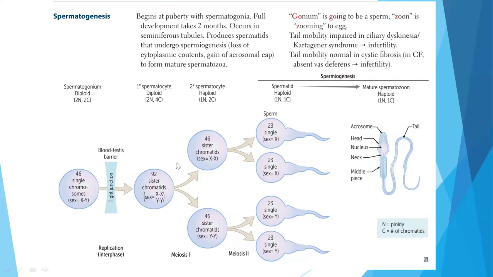And again, there is the secondary spermatocyte, which is haploid. So it has 1N and 2C, okay? Now, there is meiosis occurring here. And when the meiosis is complete, there will be 1N and 1C, okay? Now, this completed meiosis will lead you to spermatid formation. And when the spermatid undergoes morphological changes, acquiring the middle piece, the tail, and the acrosomal cap, it will form a mature spermatozoon, which is again a haploid structure. So N is ploidy and C means the number of chromatids.